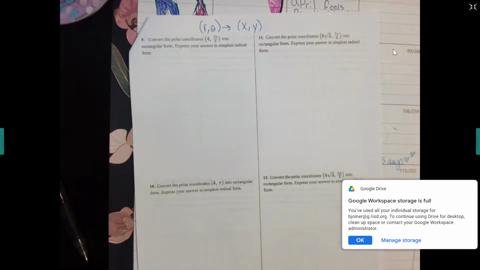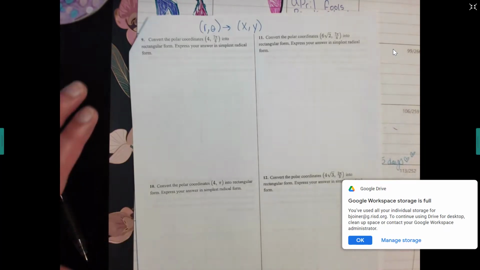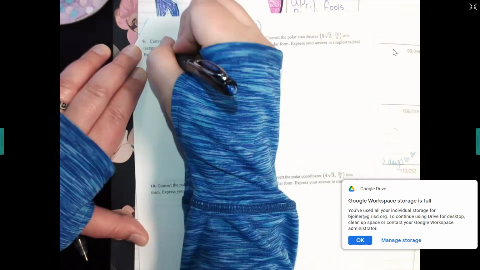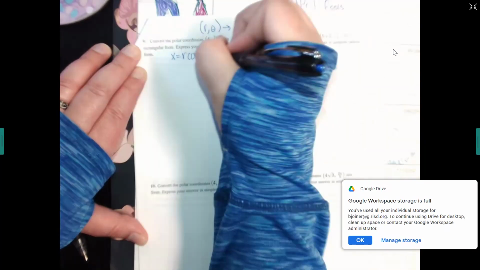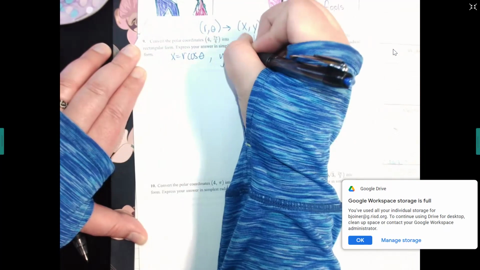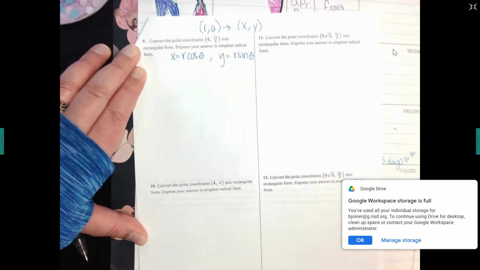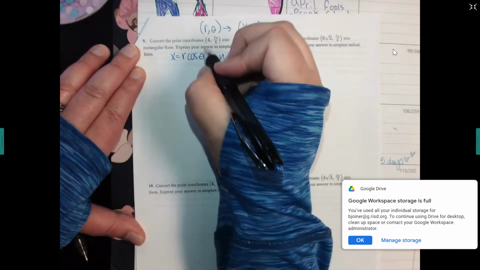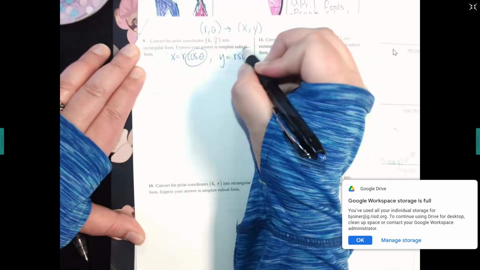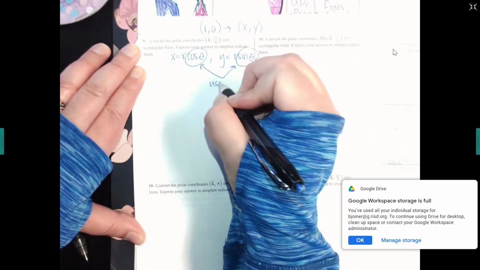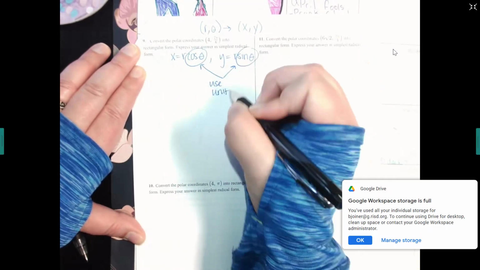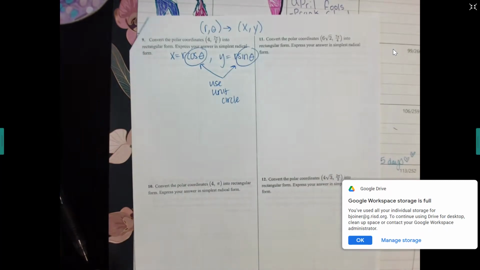So I'm going to give you your 2 little formulas up there at the top. Your x is going to be r cosine theta. Your y is going to be r sine theta. And then if you want to put a little note here, remember that you're going to pull these 2 things off the unit circle. Use unit circle. So with that being said, let's do number 11 together.